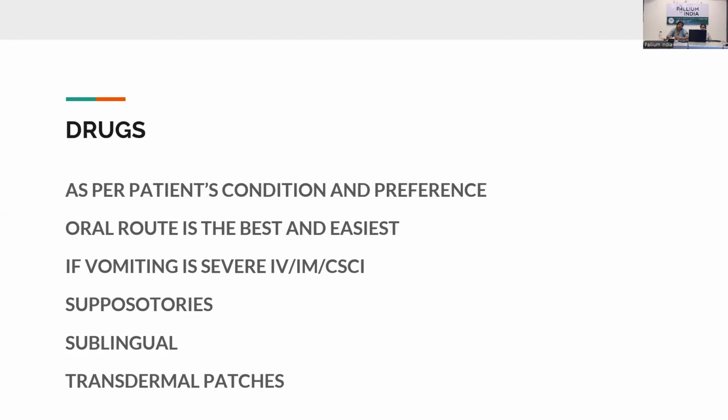But if the vomiting is severe and he is not able to take even one sip of water, you can give IV. Otherwise, there is no rule that you have to admit the patient and give only the IV route. You can manage with oral tablets. In foreign countries, suppositories, sublingual forms and transdermal patches are available. It's not very common here. Most of the time we have only oral tablets. Now, next one.